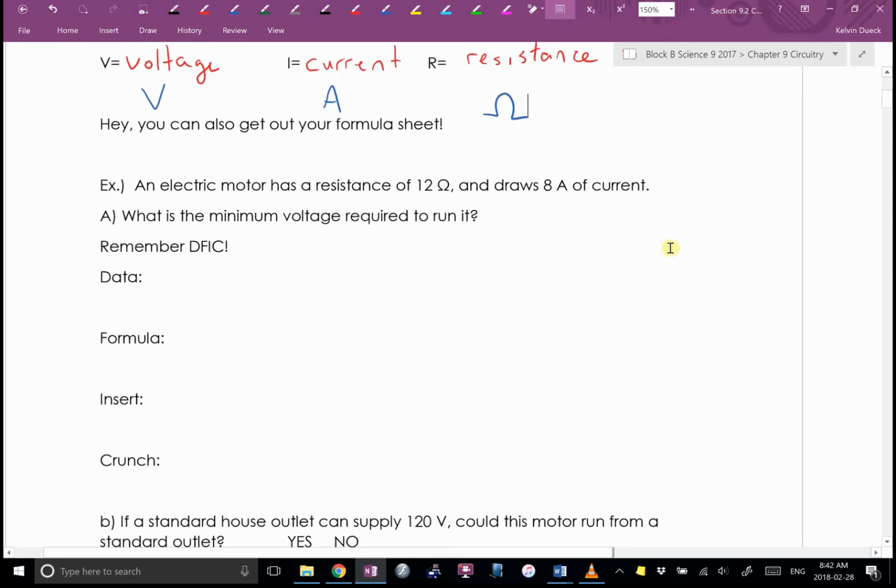Okay. So stuff we should be able to handle now. I was introducing you last day to this DFIC approach. What I usually do is I make these questions worth 2 marks. For 2 marks, what would make sense for each step? I will give you a half mark just for listing your data. Even if you don't know how to do the question, if you can write down what they're asking you to find and what they gave you, I will give you a half mark.